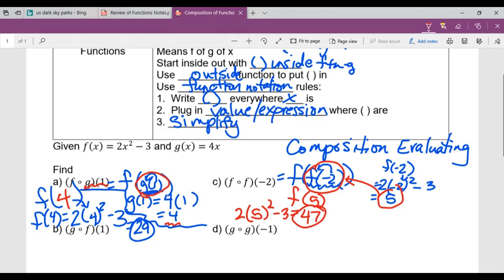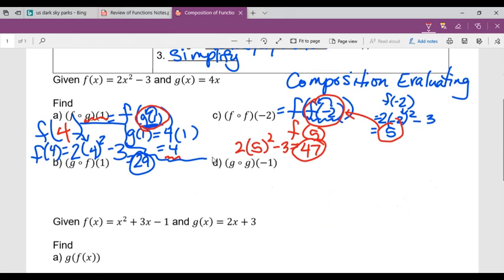Okay? We're going to go down and do these problems right here, maybe, if I get my computer moving. Come on, computer. Maybe. There we go.